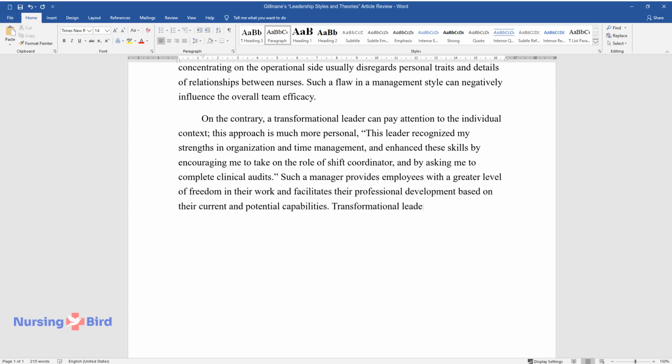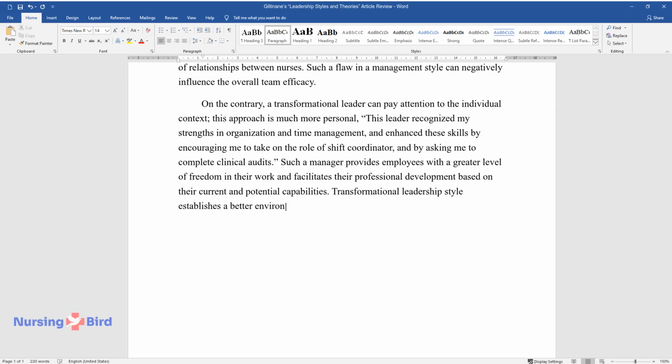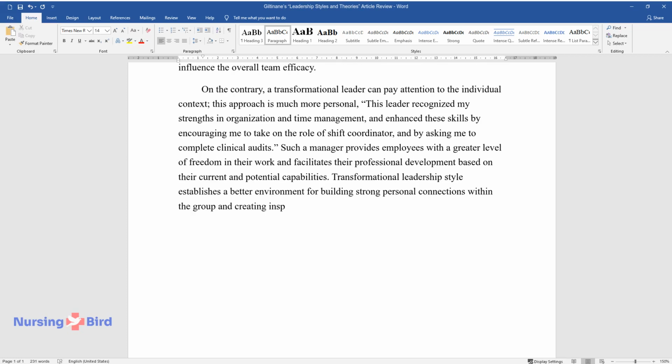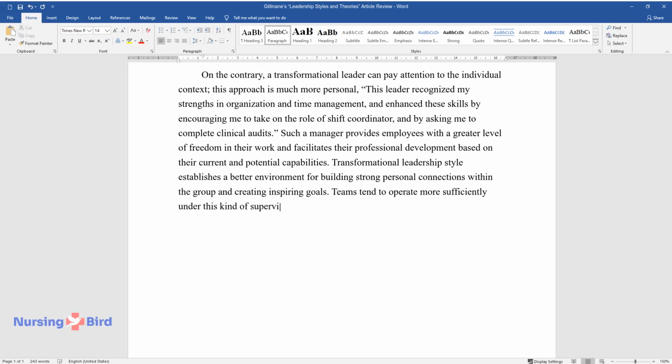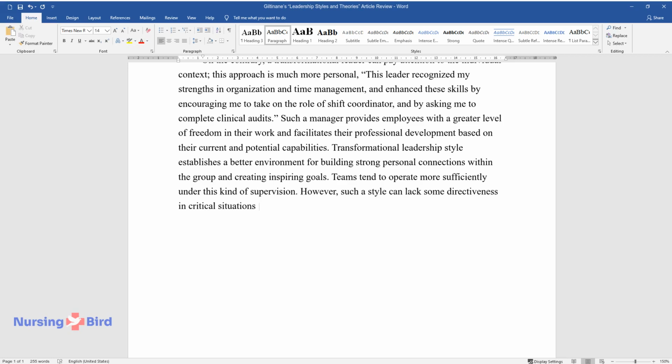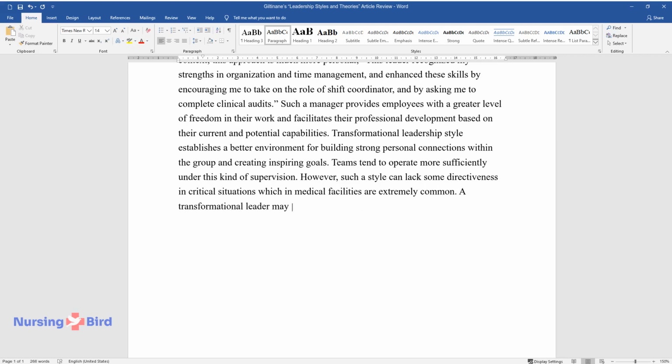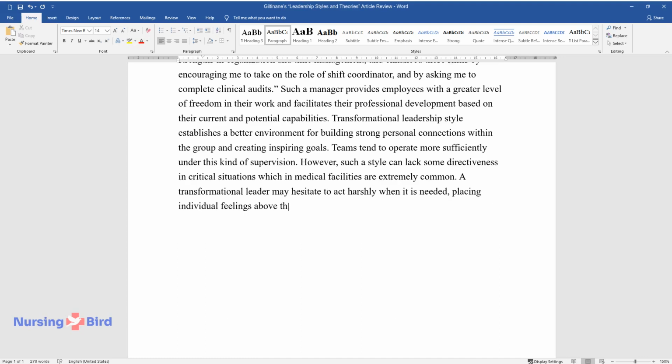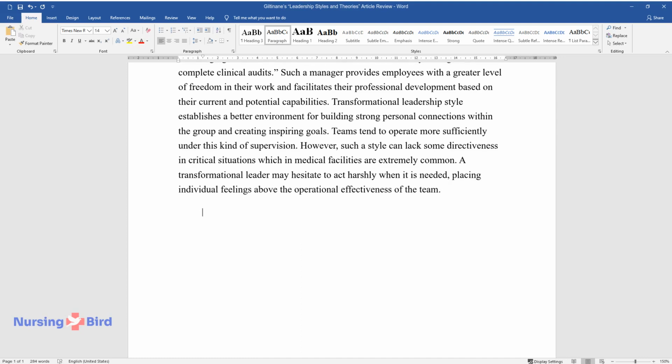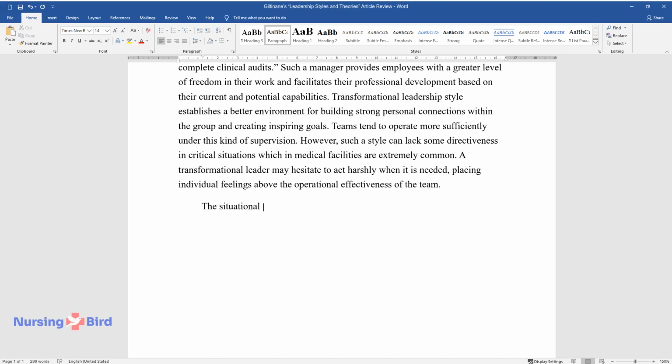Transformational leadership style establishes a better environment for building strong personal connections within the group and creating inspiring goals. Teams tend to operate more efficiently under this kind of supervision. However, such a style can lack some directiveness in critical situations, which in medical facilities are extremely common. A transformational leader may hesitate to act harshly when it is needed, placing individual feelings above the operational effectiveness of the team.